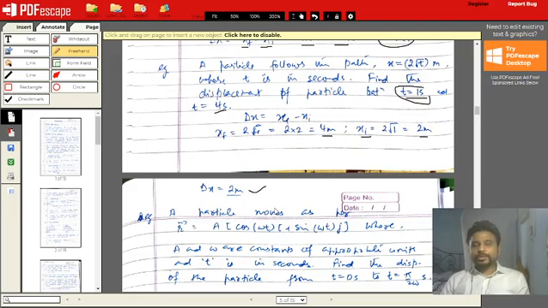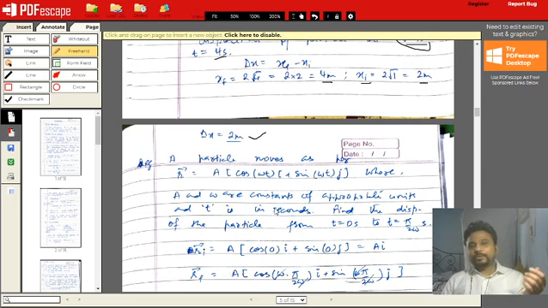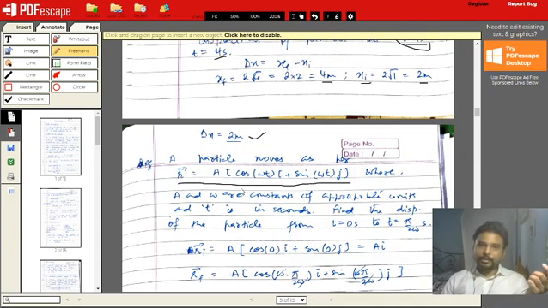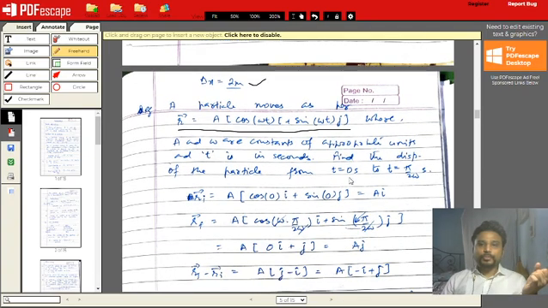Now let us come to a two-dimensional example, where we are going to apply the knowledge of vectors to find displacement. A particle moves as per this equation: r vector is equal to a cos omega t i cap plus a sin omega t j cap, where a and omega are constants of appropriate units and time is in seconds. Find the displacement of the particle from 0 seconds to t equal to pi by 2 omega seconds. Between these two times, we have to find how much the particle has displaced itself.